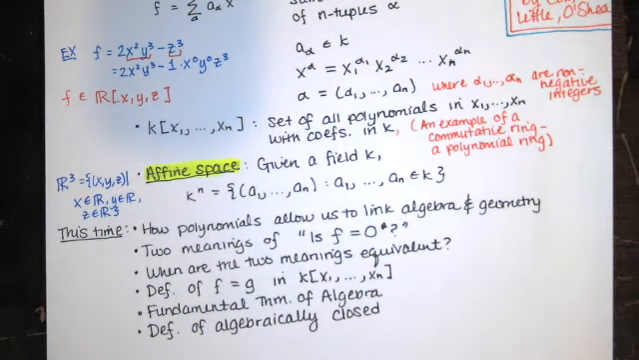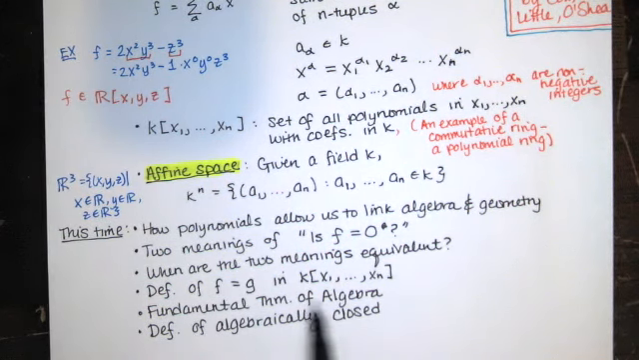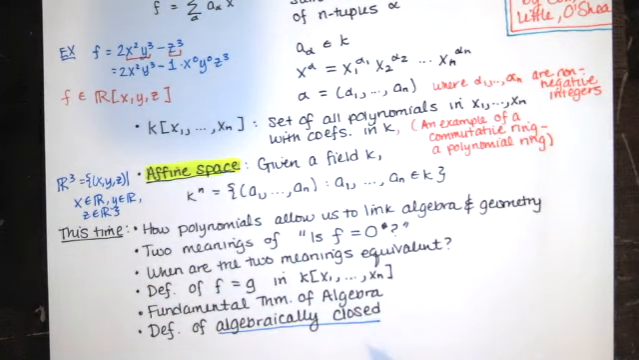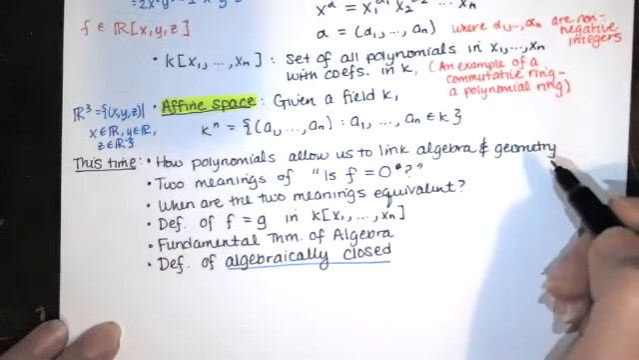We'll define equality. We're going to say that two polynomials are equal under certain conditions. We'll state the fundamental theorem of algebra, and then we'll talk about the definition of algebraically closed. That's a new term. That's the plan. Hopefully this video doesn't get too long. Let's start with the first one.